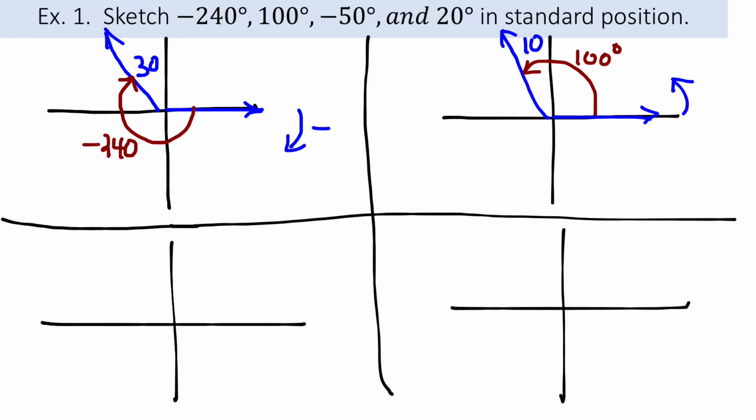The next one says negative 50, so this was positive, this is negative. So 45 degrees would be right in the middle here, so 5 degrees past that, so right here. This would be my initial side, my terminal side, and I've got 50 degrees in the negative direction.